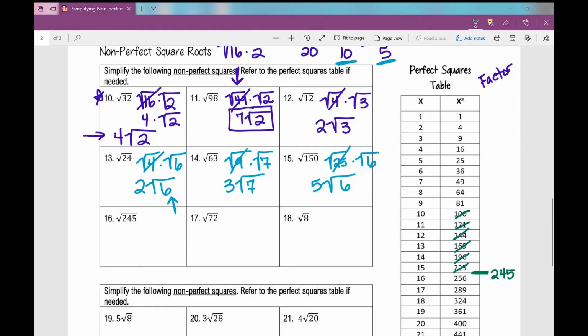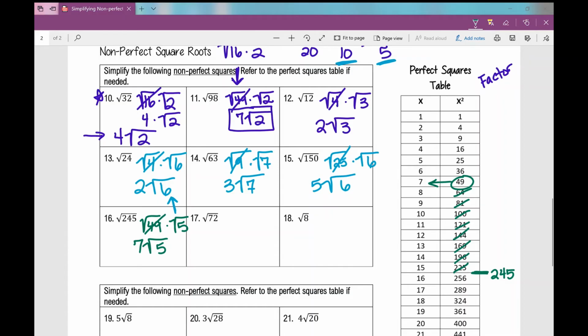100 I know doesn't. Obviously the multiples of 100 are 100, 200, 300. So when I'm plugging in 245 divided by 81, nope. 245 divided by 64, nope. 245 divided by 49, oh, what do you notice? 245 divided by 49 is 5. So 49 is the biggest perfect square that goes into 245. And the square root of 49 is 7. So I can cross that out and rewrite it as 7 square roots of 5.